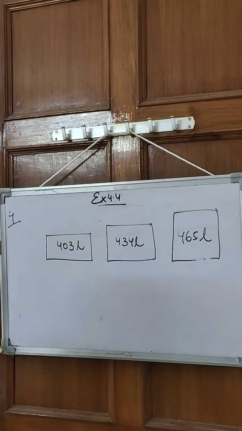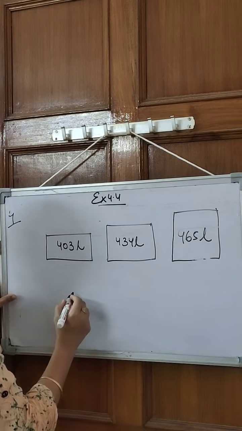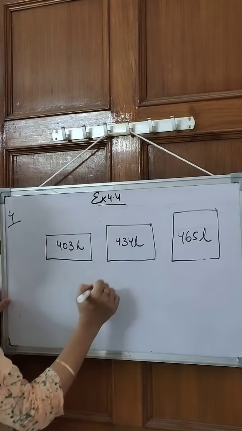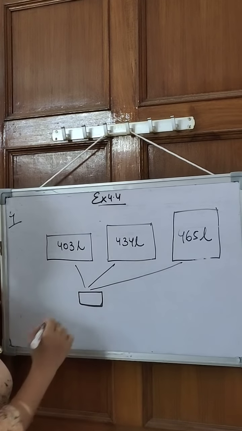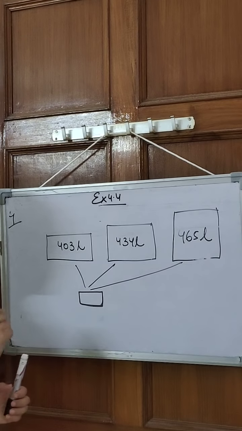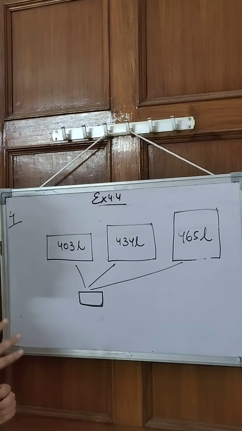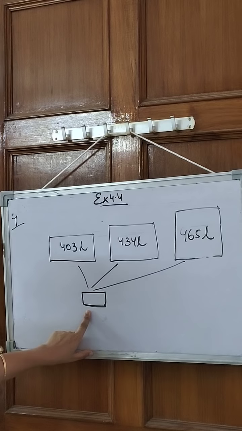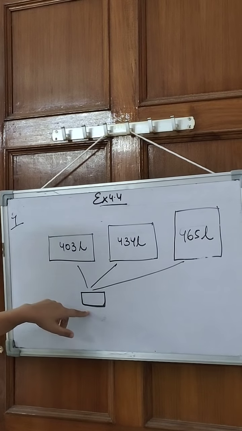Now what they are saying is: find the maximum capacity of a container that can measure the diesel of the three containers an exact number of times. This means I need a small container that is going to measure the diesel in all these three. When it measures it, there should be no diesel left. That is why they say it measures an exact number of times.